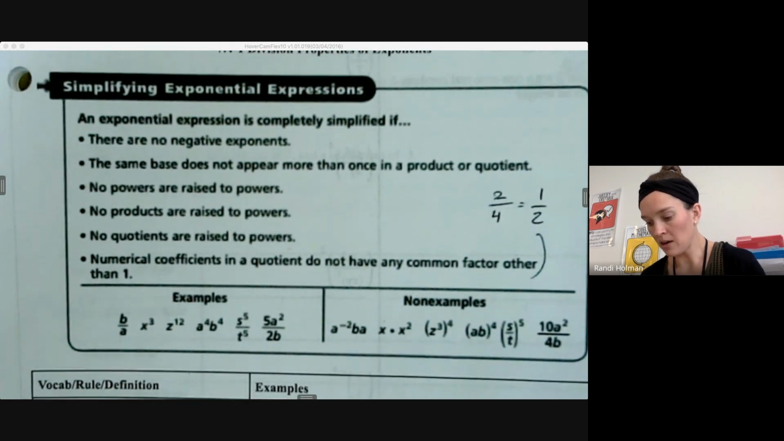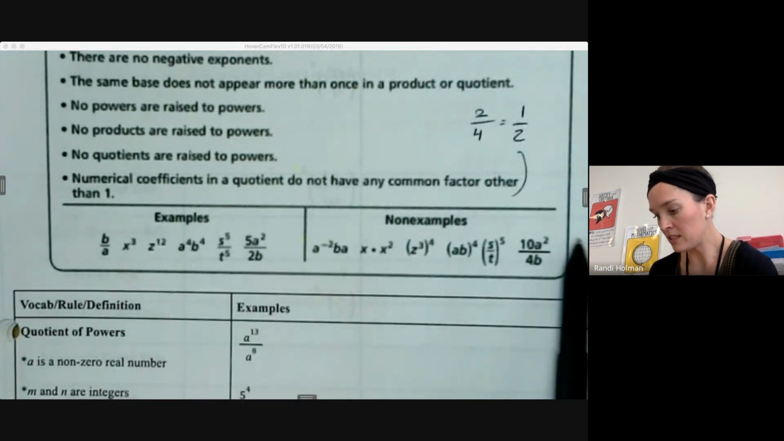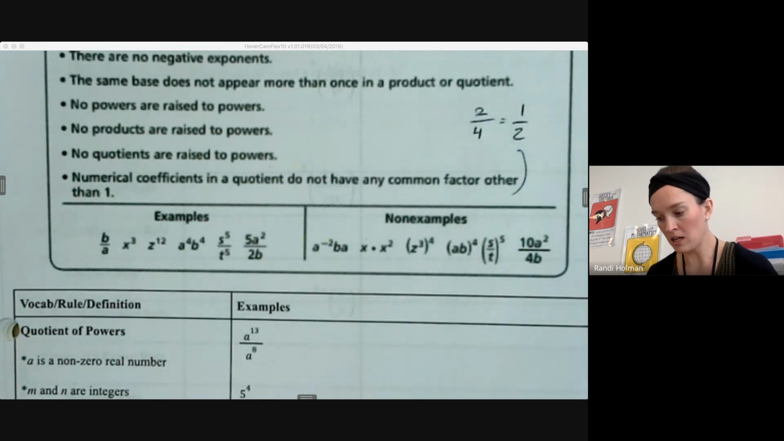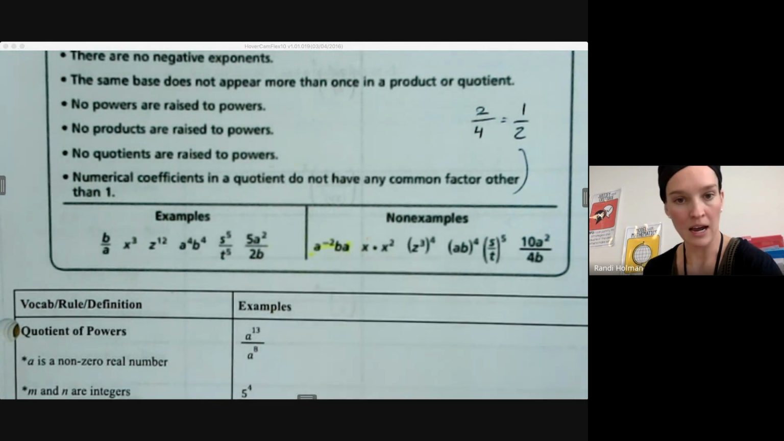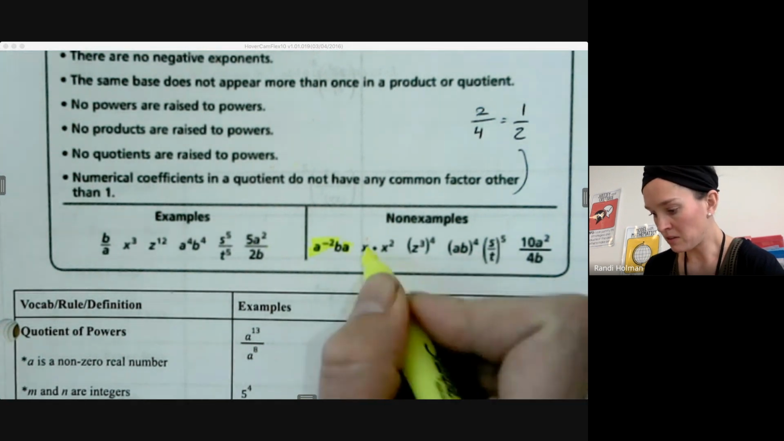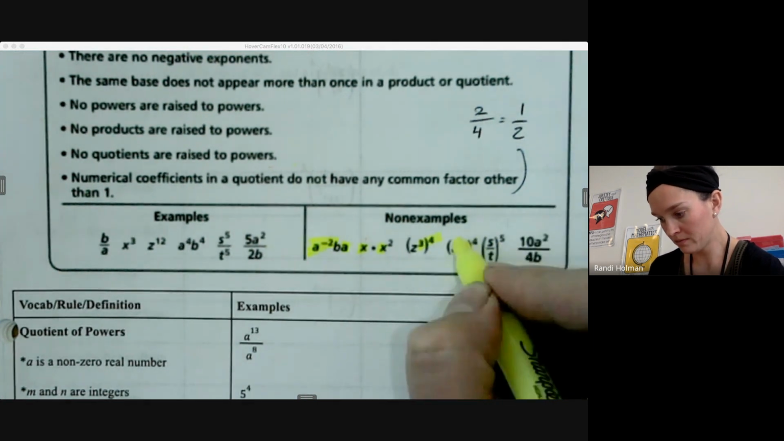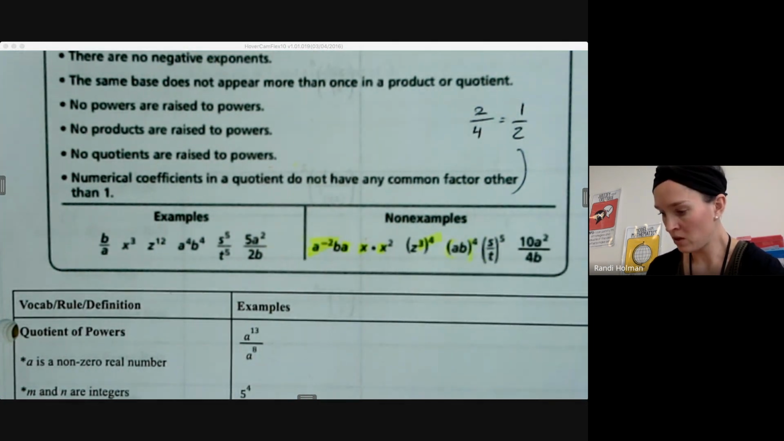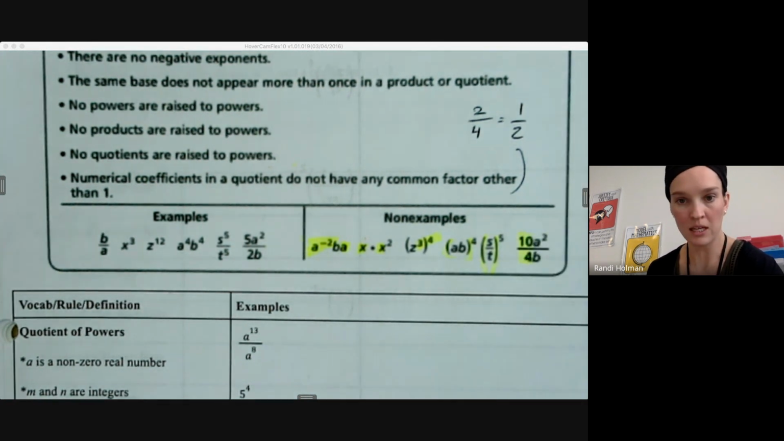Okay, so things that are simplified, right? These guys on the left here, these are all simplified, versus these guys on the right, which are not simplified. So this one is not simplified because of this a to the -2 and an a. So two reasons there. We have a negative exponent and we have two of the same base. Here we have two of the same base, not simplified. Here I have a power to a power, product to a power, quotient to a power, and here we're not simplified because 10/4 we can simplify to 5/2. So all of those things we want to be looking for as we are simplifying.